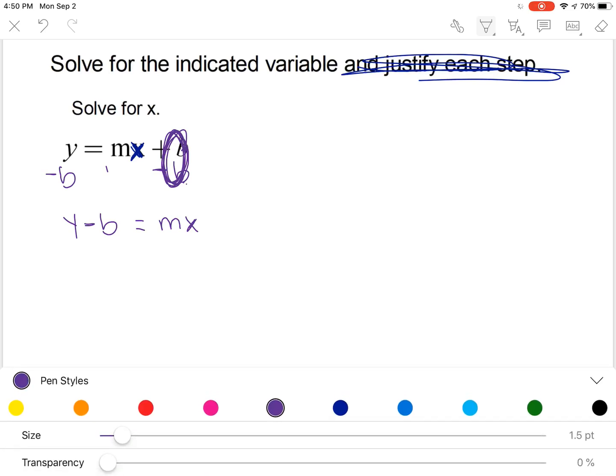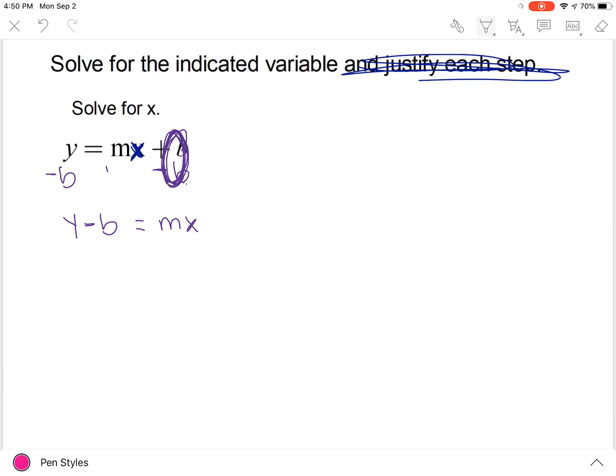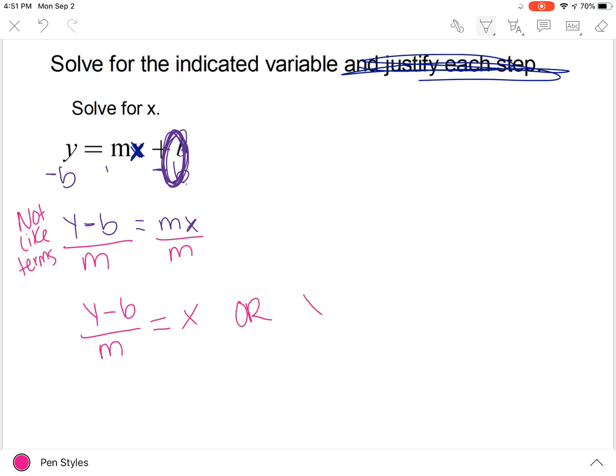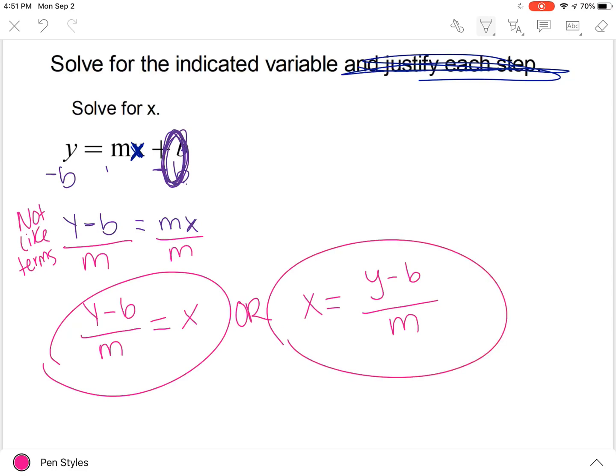Well, the opposite of multiplying is still dividing, so let's go ahead and divide by m. Since we do it on one side, we have to do the same thing on the other. Notice how we have y minus b divided by m. None of these are like terms, so we can't simplify them at all. So we can just leave our answer like this. Y minus b divided by m equals x, which is the exact same thing as saying x equals y minus b divided by m. You can write it either of these ways. Notice how it's the same thing, we just flip the sides around of our equation.